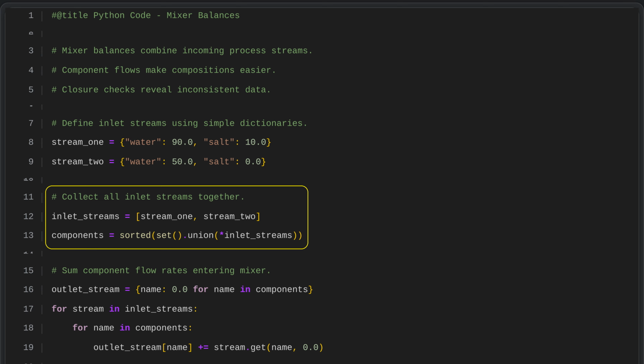First, collect all inlet stream dictionaries into one list so they can be processed together. Then identify every unique component by combining the component names from all streams into a set. Sorting these components gives a consistent order for later calculations and comparisons.